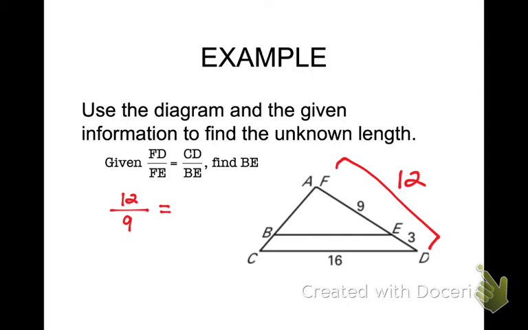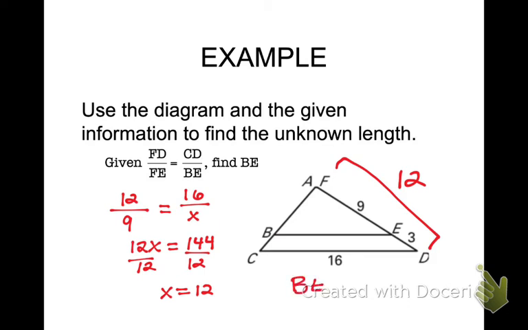So CD is 16 over BE. Do we know BE? Nope, so let's make it an X. Cross multiplying that gets us 12X is equal to 16 times 9, 144. Divide by 12. So X is equal to 12. What did X represent? BE, which is what we were asked to find. So BE is equal to 12.